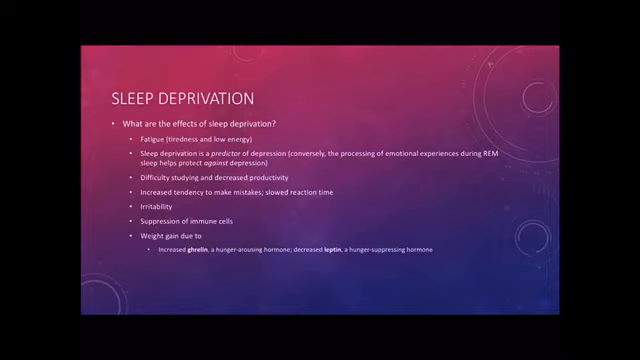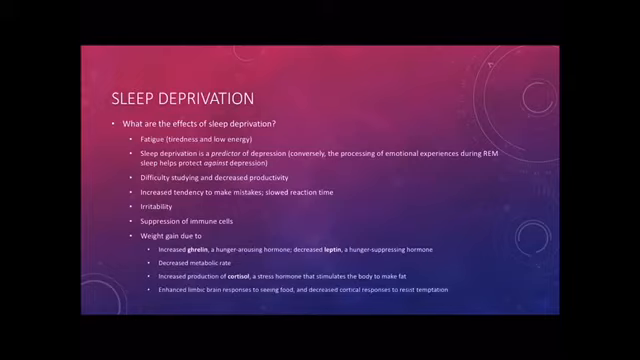A decreased metabolic rate, so that's decreased metabolism, the rate at which your body processes calories and expends energy. And an increased production of cortisol, which is a stress hormone that stimulates the body to make fat. And then enhanced limbic brain responses to seeing food and decreased cortical responses to resist temptation. So you feel cravings more often and you have less self-control.